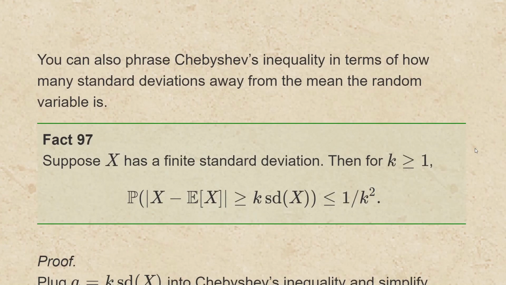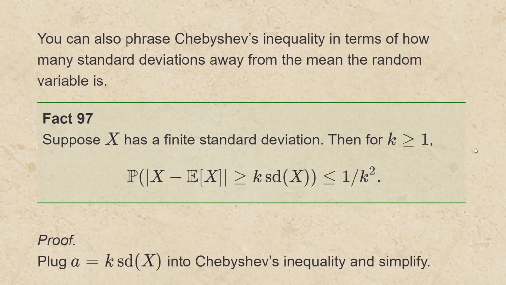You can also phrase Chebyshev's inequality in terms of how many standard deviations away from the mean the random variable is. Suppose that a random variable X has a finite standard deviation. Then for k greater than or equal to 1, the probability that the difference between X and its mean is at least k times the standard deviation of X is at most 1 over k squared. For the proof, just plug a equals k times the standard deviation of X into Chebyshev's inequality and simplify.